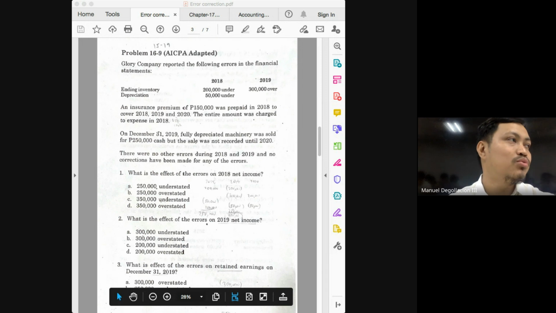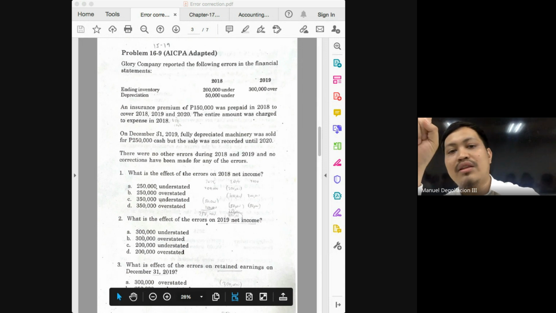And this is where students would try to memorize already, class. But again, I want you to get used to analyzing it first, class. Some students would try to remember that the relationship between ending inventory and net income is direct. If ending inventory is overstated, the net income would also be overstated. Okay? Then the opposite is true for your beginning inventory, which we will discuss next.